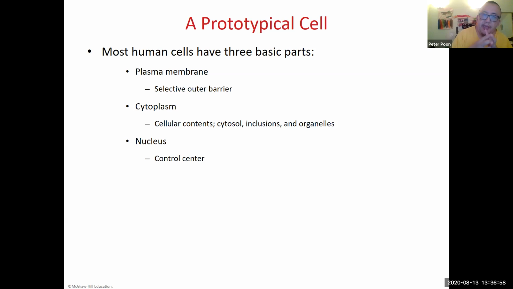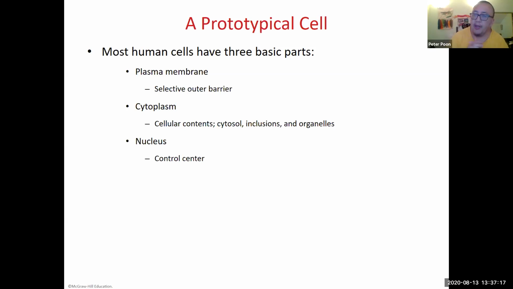Human cells have three basic parts: the outside, which is the plasma membrane. The purpose of the outside is a selective outer barrier. It separates what is not cell from what is cell.